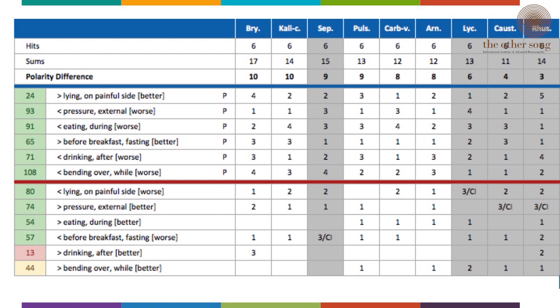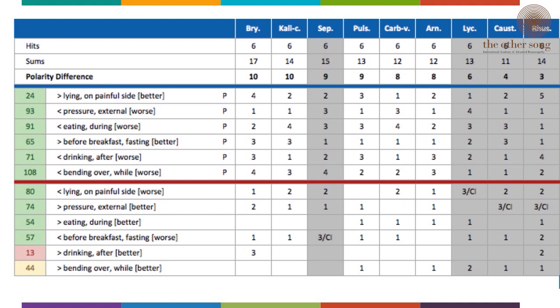The software automatically calculates this polarity difference. You don't have to do it manually. Now let us add the grades for Bryonia below the blue line, which is 17. Let us add the grades of Bryonia below the red line, which is 7. So the polarity difference between these two, that is 17 minus 7, is 10. The highest polarity difference is for Bryonia and Kali carb.